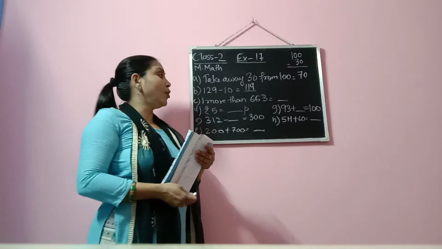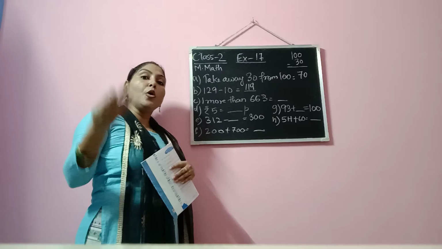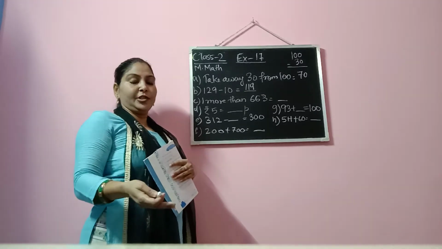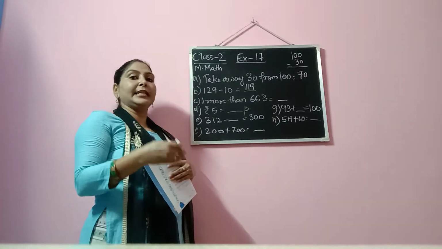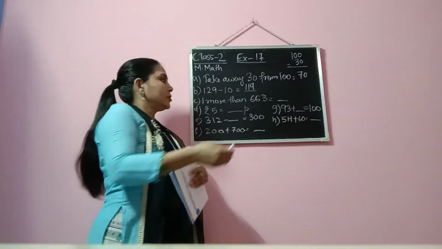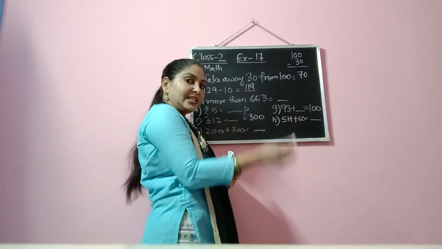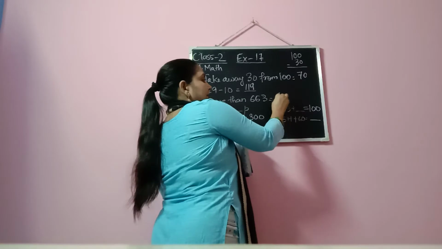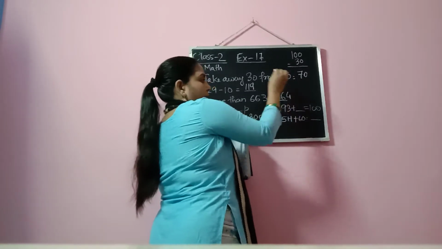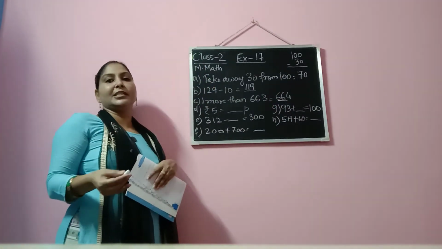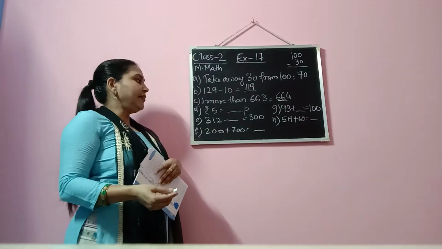Next one. 1 more than 663. More means what? Addition. And 1 more than means just the number after. So after 663 what comes? 664. Because after 63, 64 comes. Then we have another question.